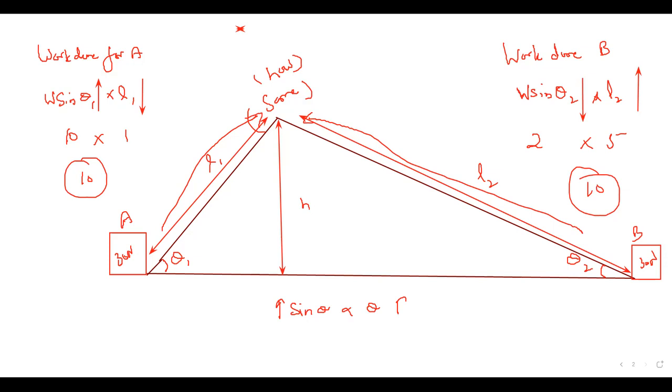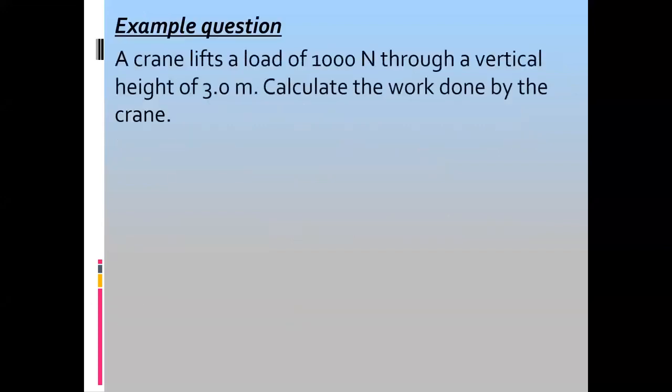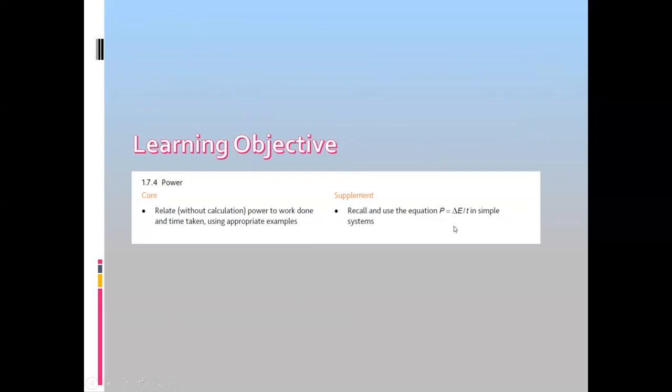So if you want to calculate a work done, which is a product of force and distance, so example, a crane is lifting a load of 1000 Newton through a height of 3 meter. So it will be 1000 is a force and height, the distance is 3. So we'll get 3000 joules.